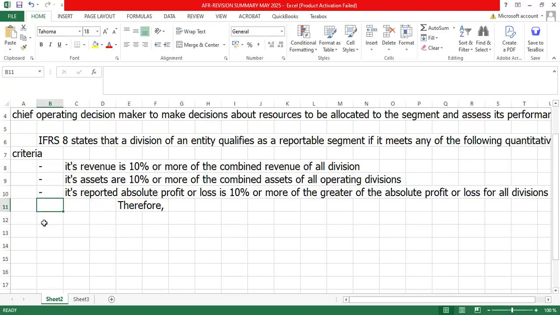So you are going to start with the revenue. Look at assets. Also look at absolute profit or loss. So we are going to start with the revenue criteria.